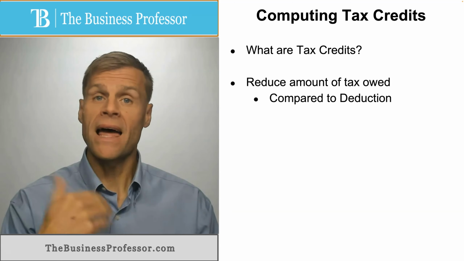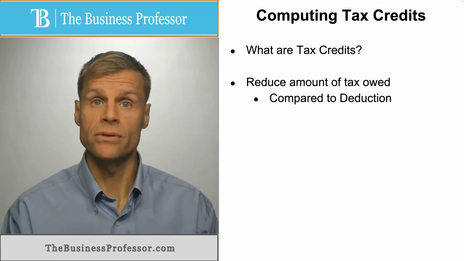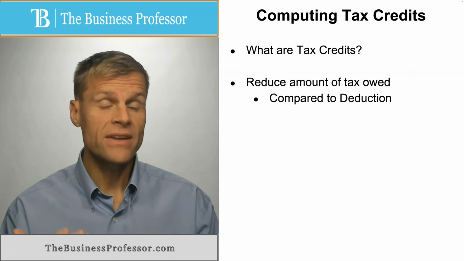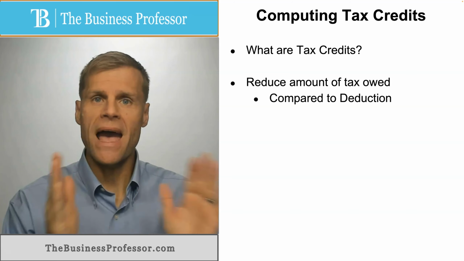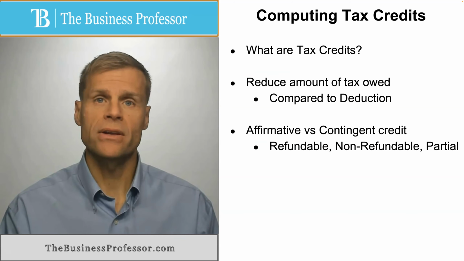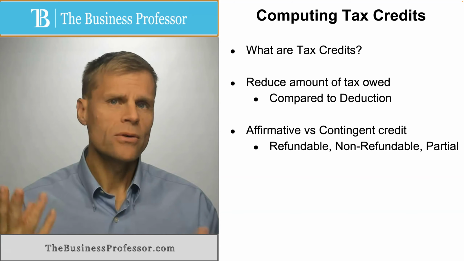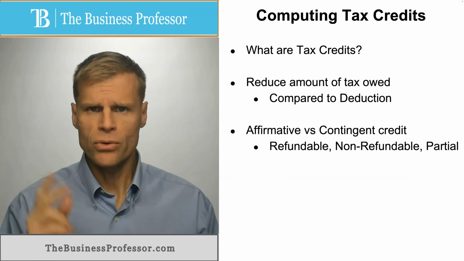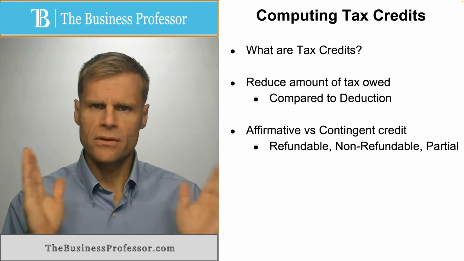Credits allow you, after you have calculated your tax liability to the government, to reduce the amount of taxes you owe by the amount of the credit. So it comes after the tax liability calculation is made. So there are three categories of tax credit. Some say two categories with subcategories beneath, but I'll break it into three categories.